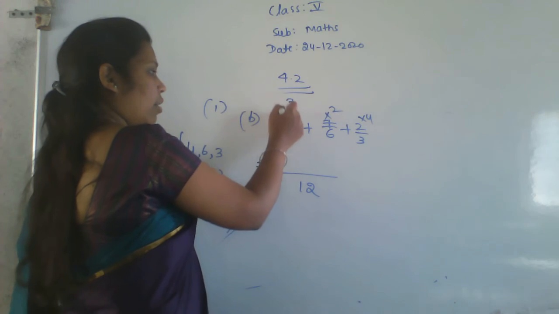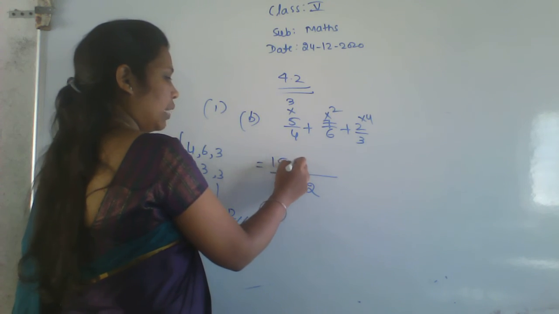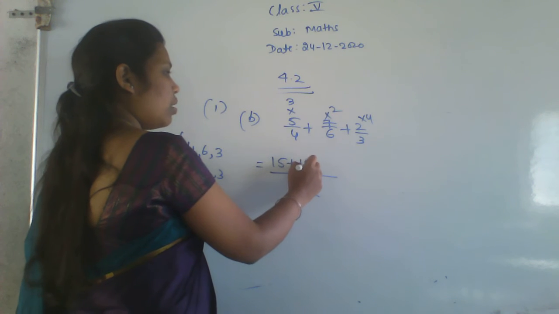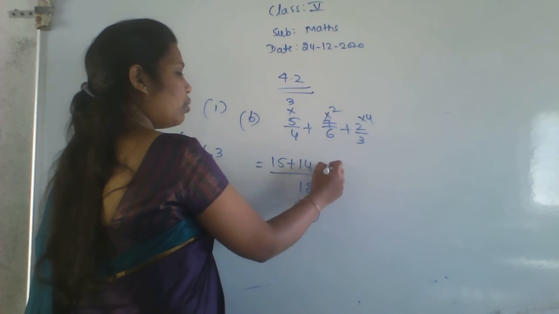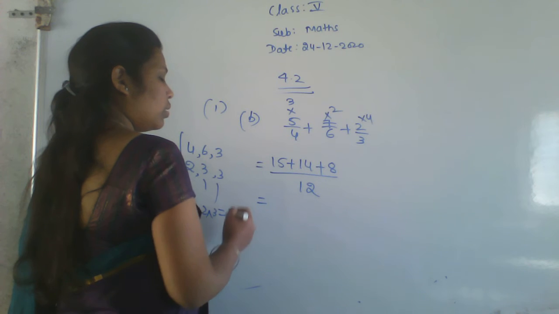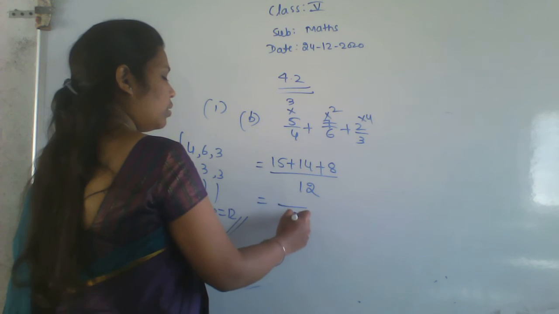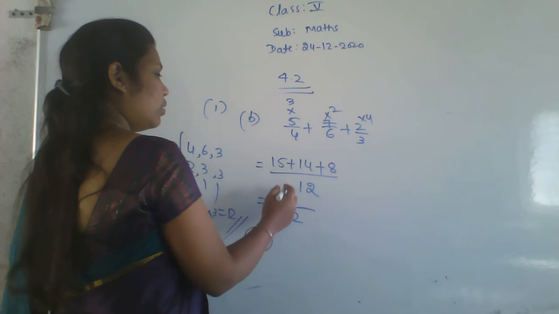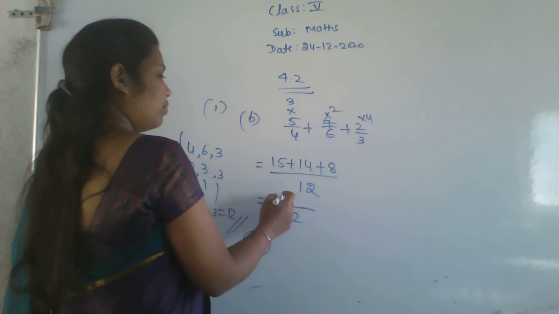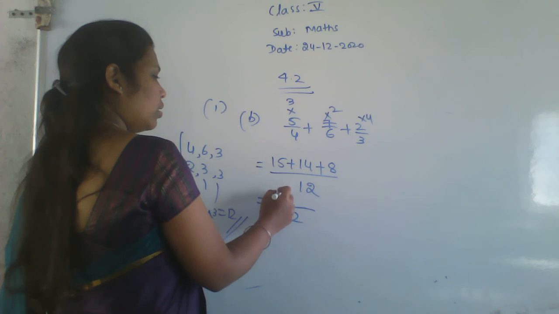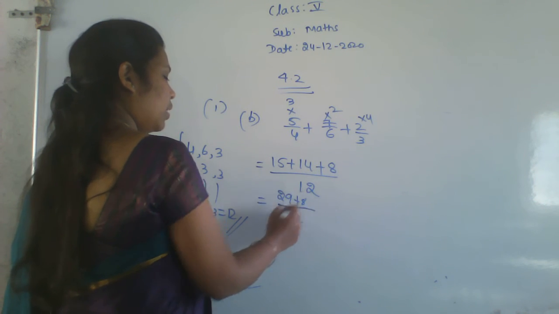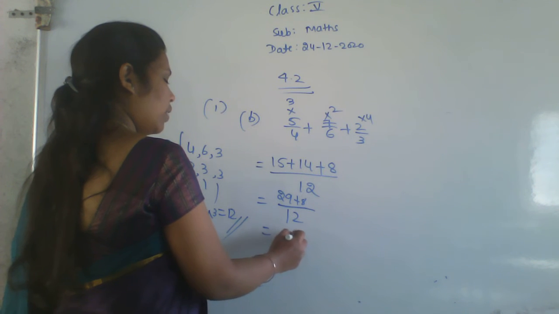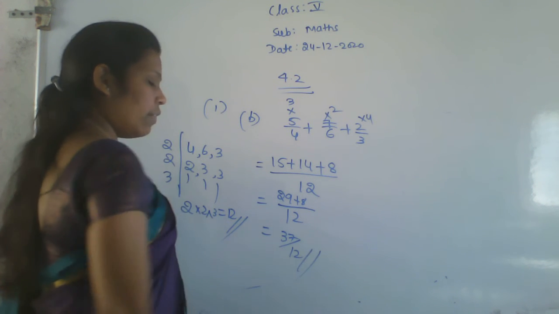Now multiply here. 5 3s are how much? 15, plus 7 2s are 14, plus 2 4s are 8. Now add. That is 12 here and here. So that is 29. 29 plus 8, that is 37 by 12. Answer is 37 by 12.